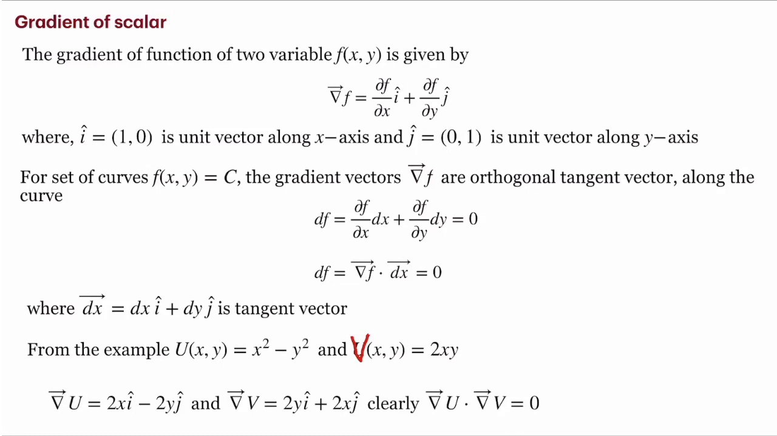Now we can formally show that these two curves have their normals orthogonal to each other, which also means that their tangent vectors are orthogonal to each other. So we have a family of curves which are orthogonal to each other, produced by the harmonic conjugate functions or a complex analytic function. It's time for an example.